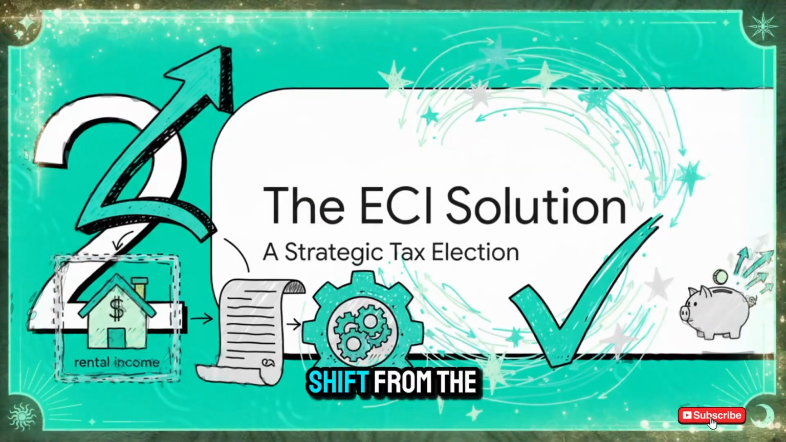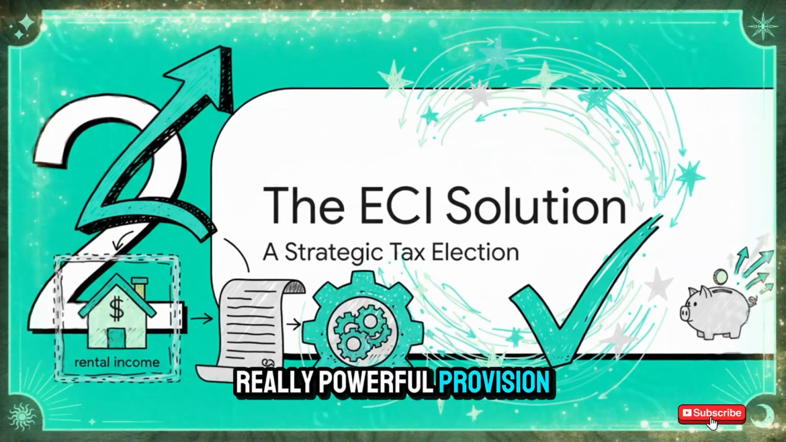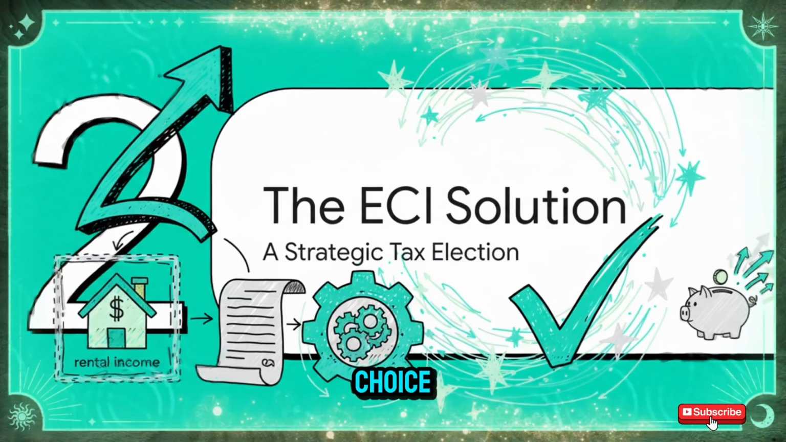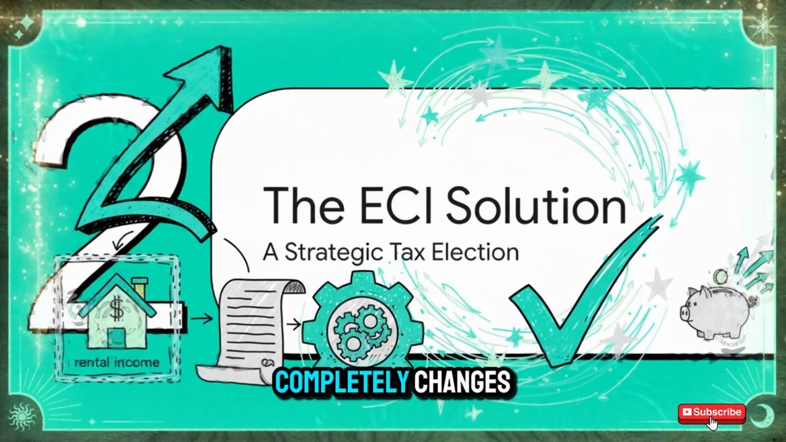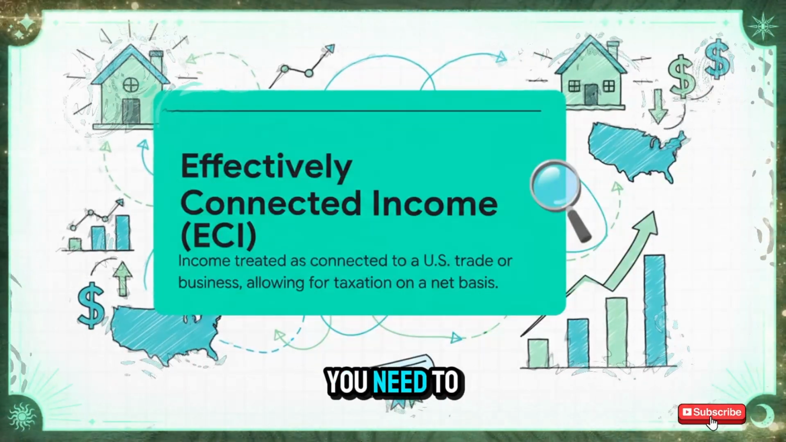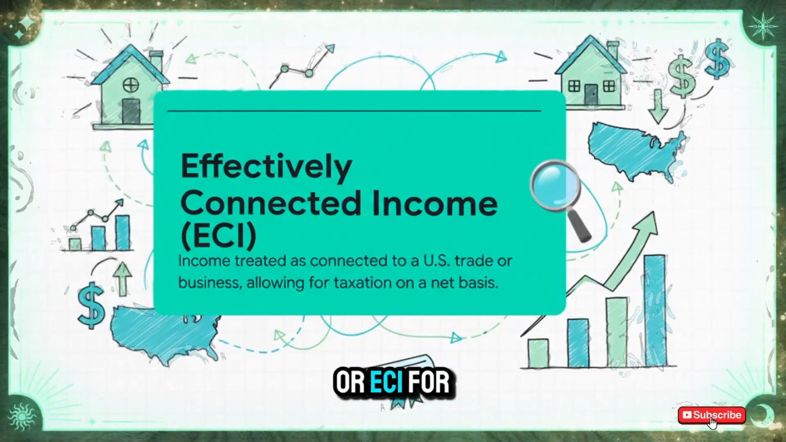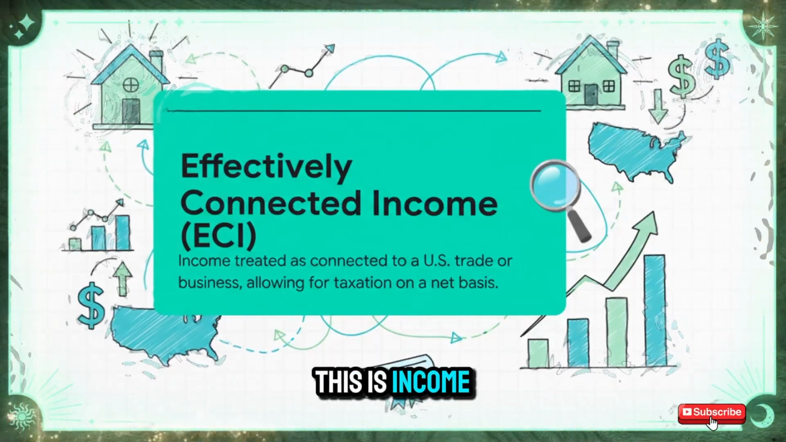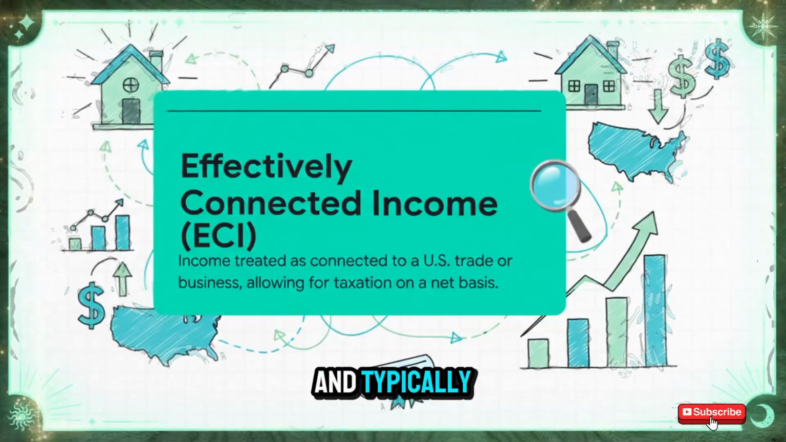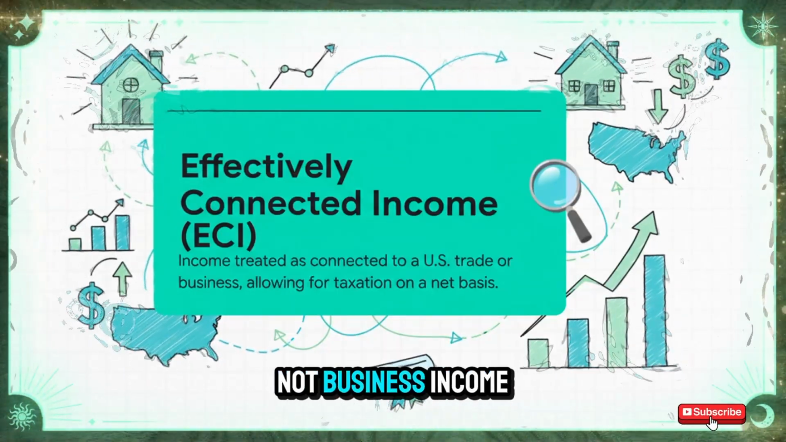Okay, so let's shift from the problem to the solution, because there's this really powerful provision in the US tax code that lets you make a strategic choice, an election that completely changes how your rental income gets treated. The key concept you need to know is effectively connected income, or ECI for short. Now, this is income that's considered connected to a US trade or business. And typically, rental income is seen as passive investment income, not business income.